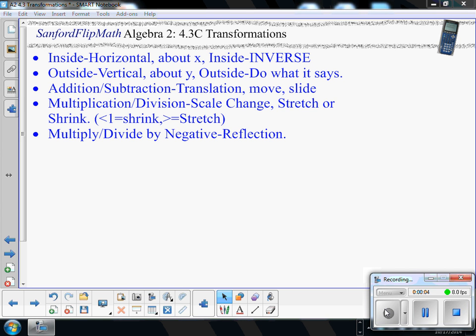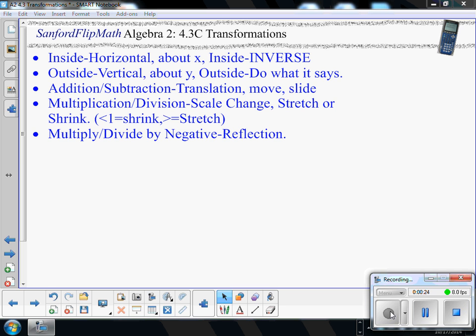This is Algebra 2. We are talking about transformations. We are working in section 4.3 of the SpringBoard book, but this will correspond really to any book. This is just transformations with algebra. Basically, I need to hit some highlights here. I'm referring back to 4.3a and b.